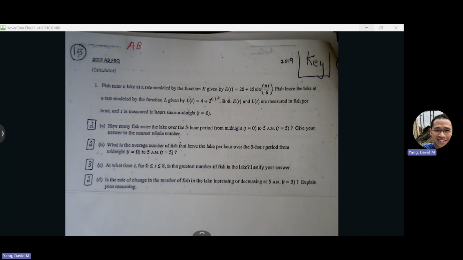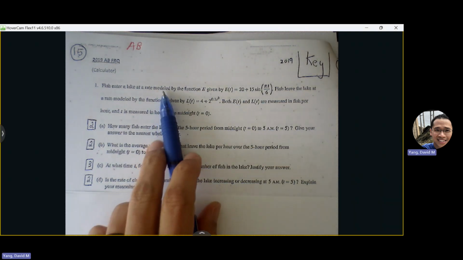Okay, if we can turn to page 15 in your FRQ packet 5. We're going to work through page 15 and 18. So I want to focus on a rate in, rate out problem. It's a very high chance that you're going to see a rate in, rate out problem on your AP exam 2 Mondays from now. So let's look at number 1 here. This is number 1 from 2019.